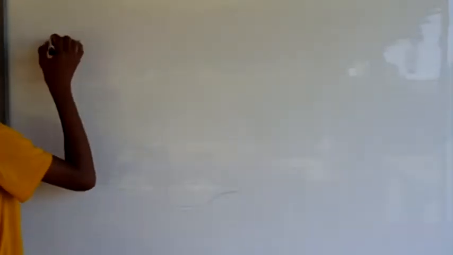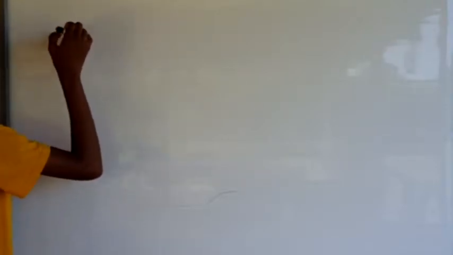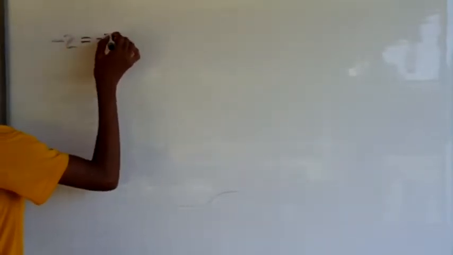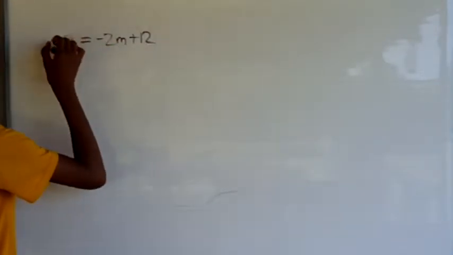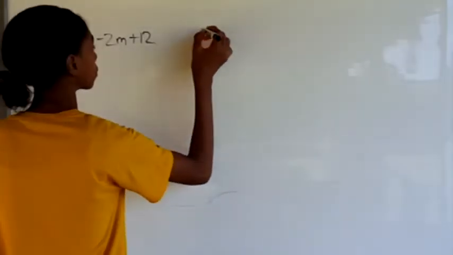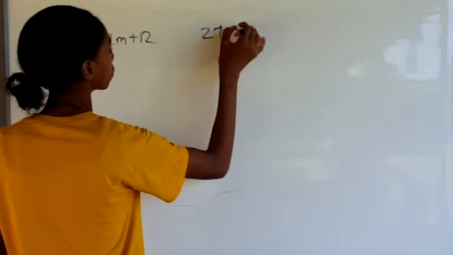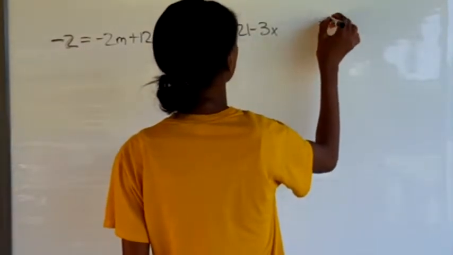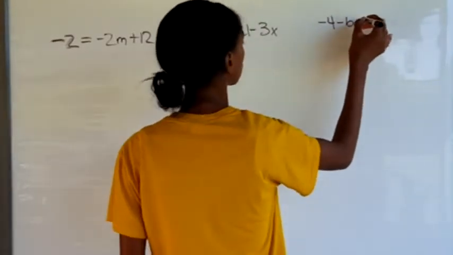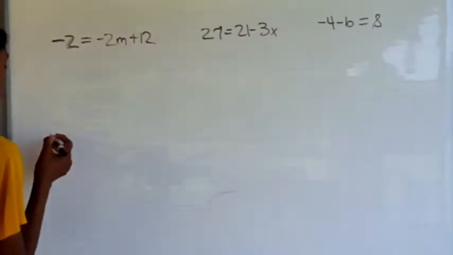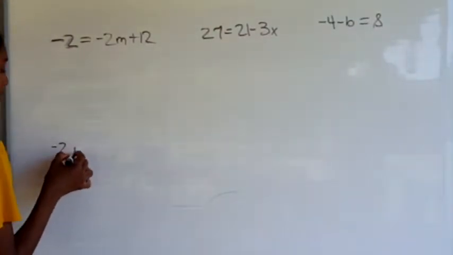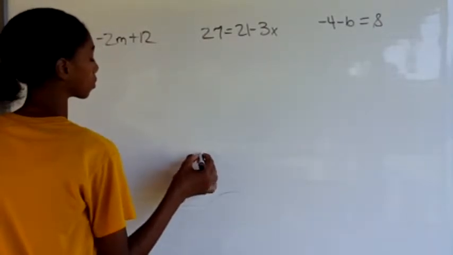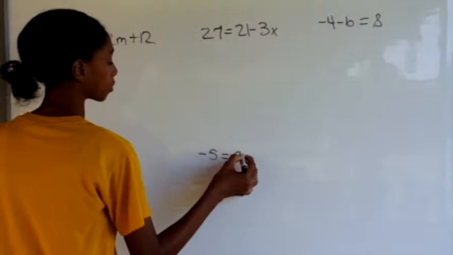-2 equals -2m plus 12. 27 equals 21 minus 3x. -4 minus b equals 8. -2 plus x over 2 equals 4. -5 equals a over 4 minus 1.